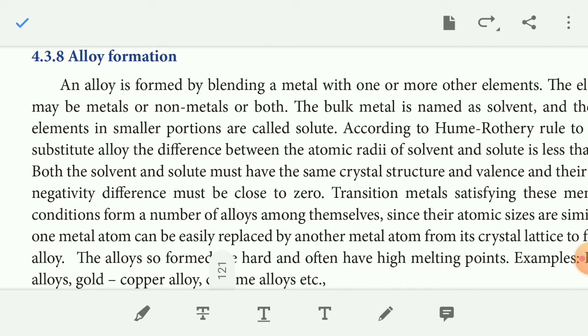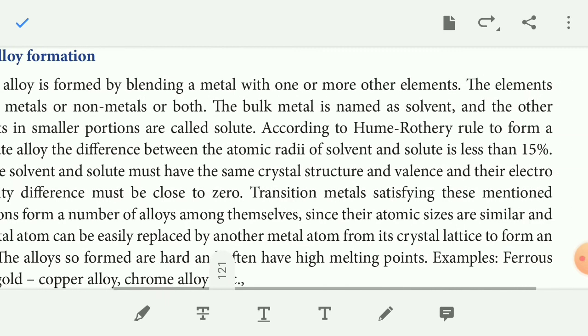For example, in a sugar solution, we already learned in 10th standard, in the solution lesson, the smaller portion, the sugar, is called the solute. It dissolves in a large amount of water, which is called the solvent. So the bulk metal is called the solvent, and the smaller portion is called the solute.